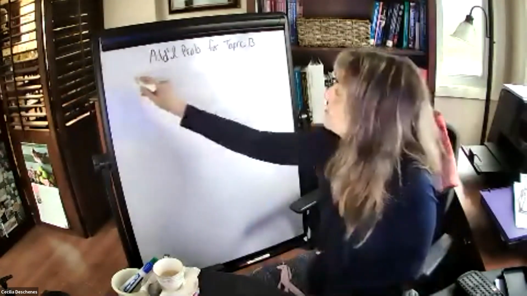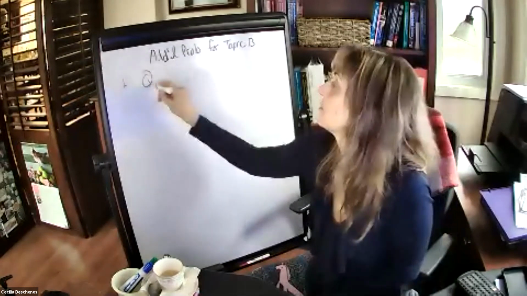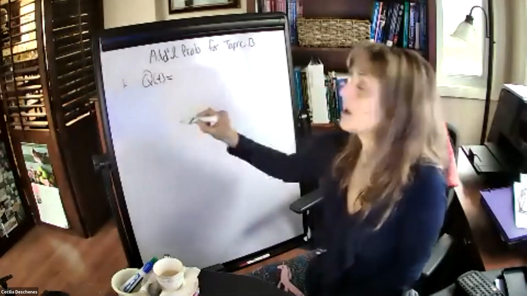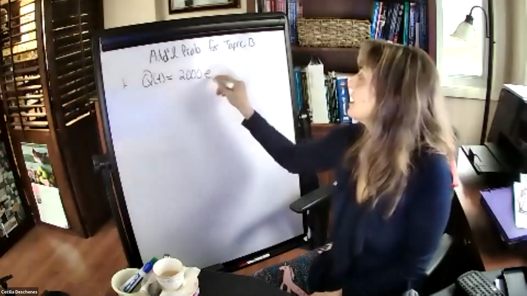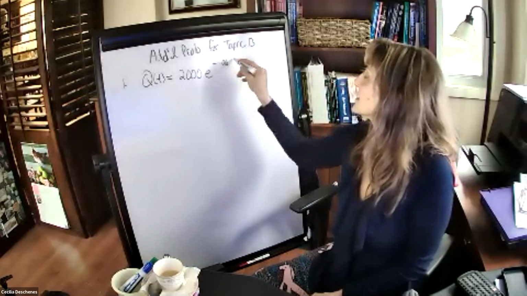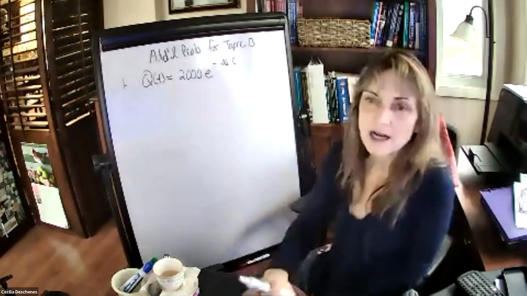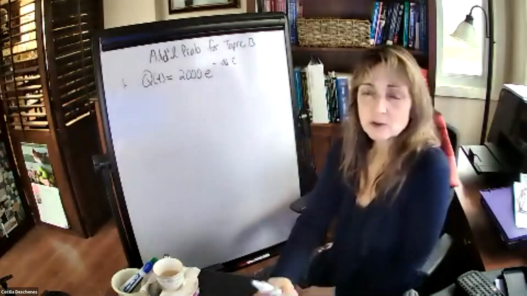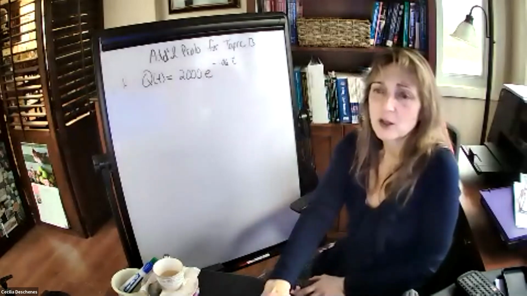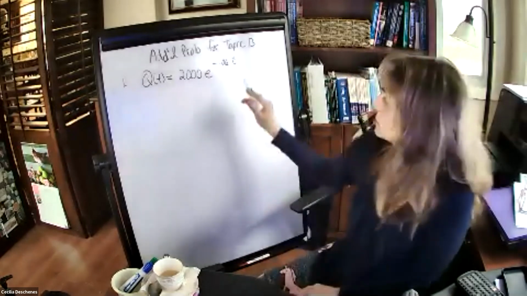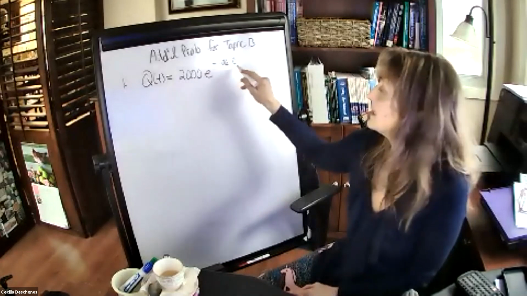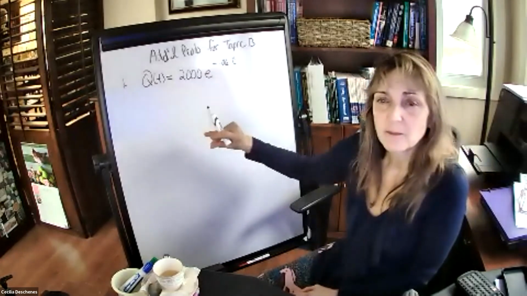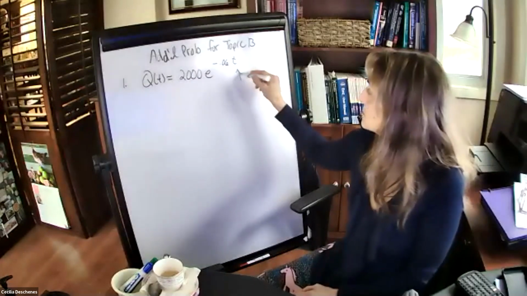We're going to have a problem. So this is problem 1, where we're given a mathematical model for a quantity that's 2000 e to the negative 0.06 t. We're told that this is a quantity Q of t, and it exhibits this exponential decay, which we know because of this negative 0.06 t, and t is measured in years.